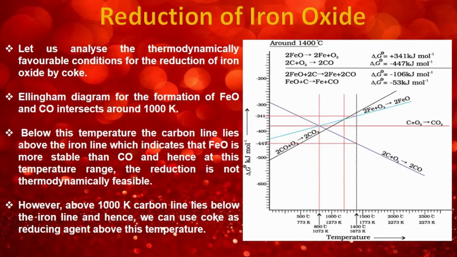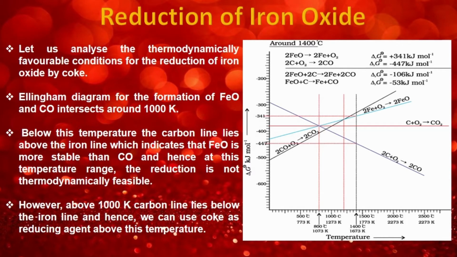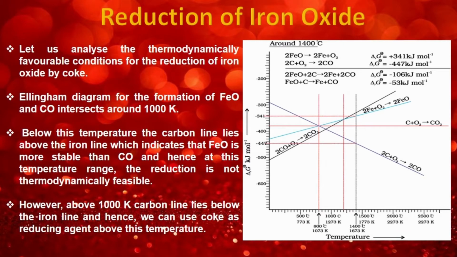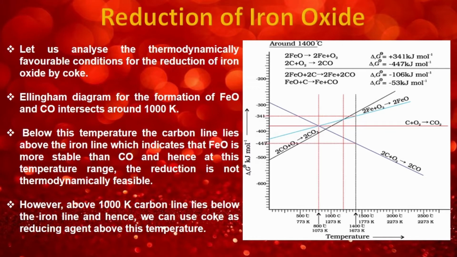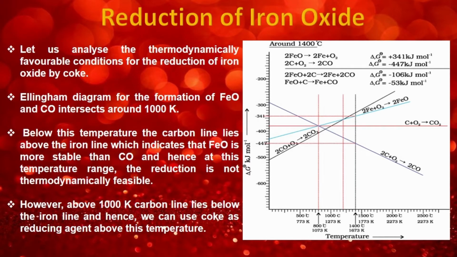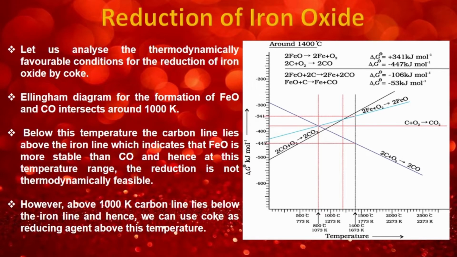So when we couple these two reactions, delta G of the coupled reaction will have a large negative value. So carbon will be the suitable reducing agent to reduce iron oxide to iron above 1000 Kelvin. This can be confirmed using free energy calculation, which is shown on the top of the graph.